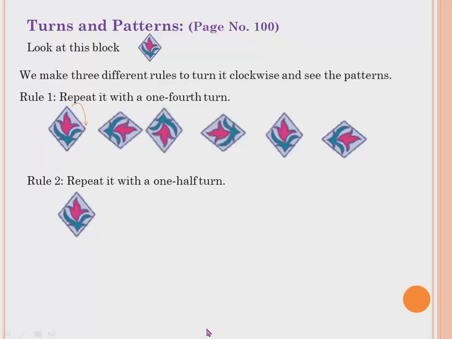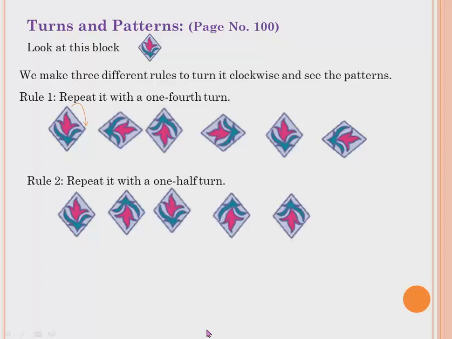Understood? Now 1/2 turn. I'll take the same image and rotate it for a half turn. Then what are we getting? It is facing downwards. Again 1/2 turn, it will face upwards. So similarly it will go up, down, up, down. See, I'll rotate it 1/2 turn. Again it will go up. So what will we get? Up and down.